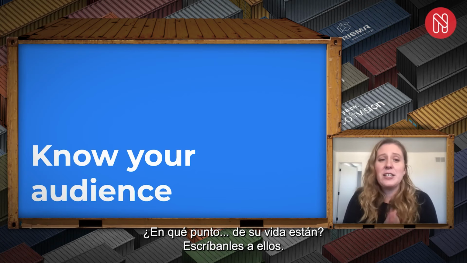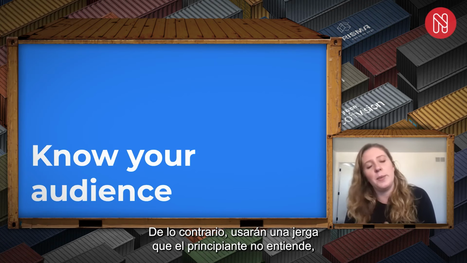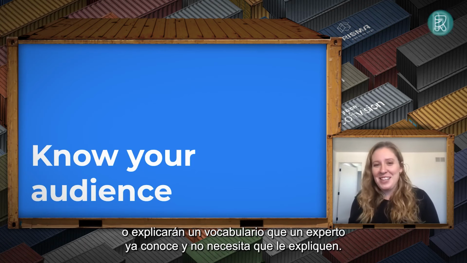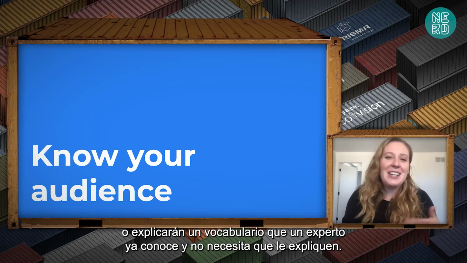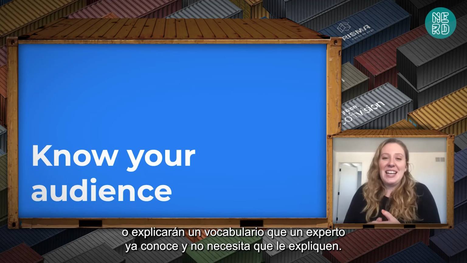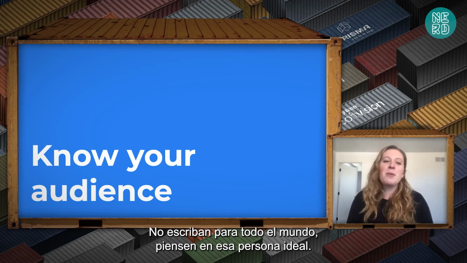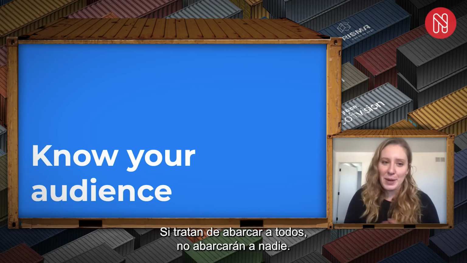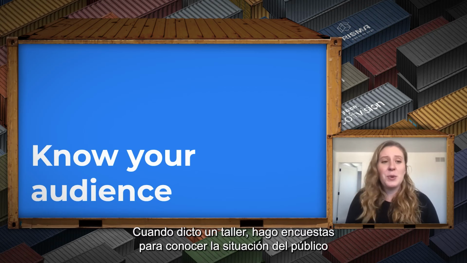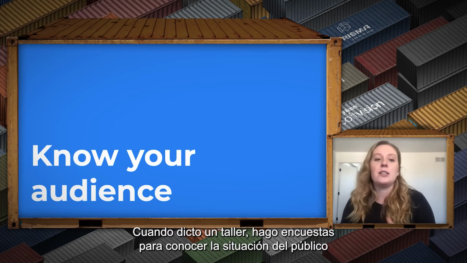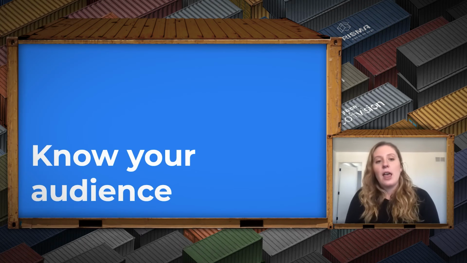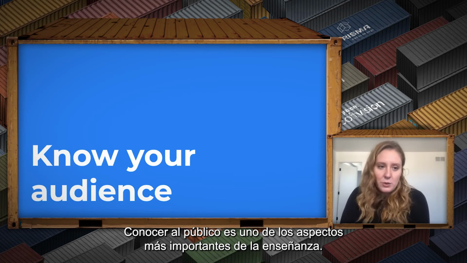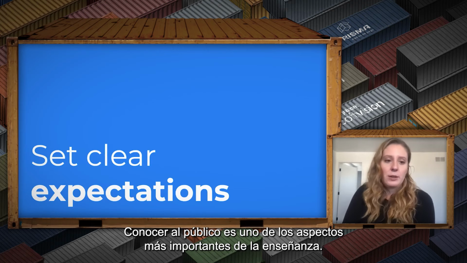place that they're at? Write to that person, because otherwise you're going to be adding in jargon that a beginner doesn't understand, or you're going to be explaining jargon that an expert is going to very much understand and doesn't need an explanation. So think about that one person rather than writing to everybody. If you're trying to hit everybody, it's going to hit nobody. When I'm teaching a workshop, I also like to survey the audience to see where they're at and their understanding of a topic. And so knowing your audience is really one of the most important pieces of teaching.